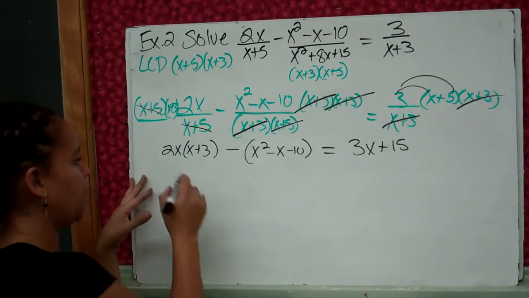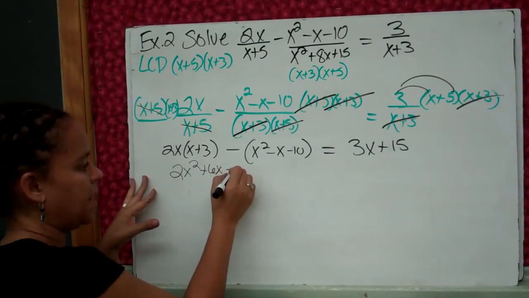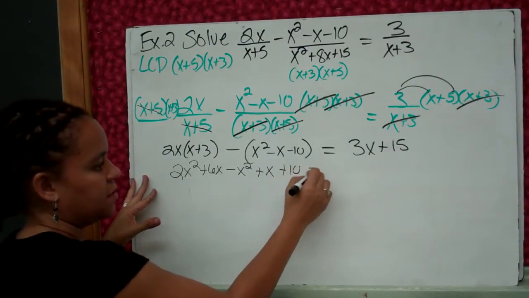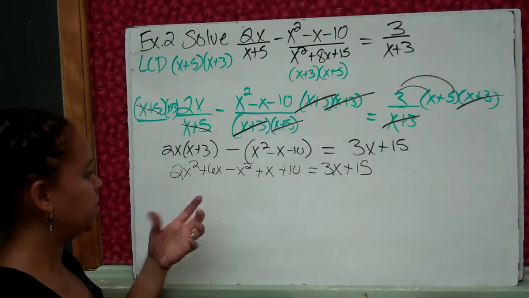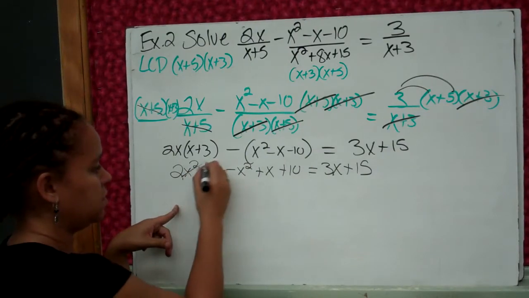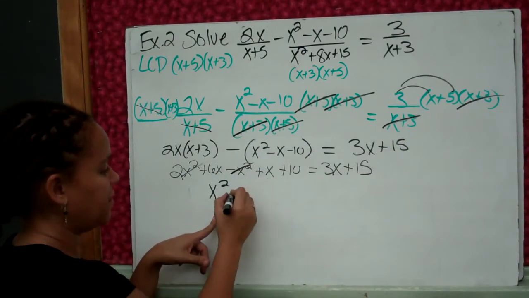So now let's see where we are. 2x squared plus 6x minus x squared plus x plus 10 is equal to 3x plus 15. Now let's combine our like terms. 2x squared minus x squared is just going to be x squared. 6x plus x is going to be 7x.